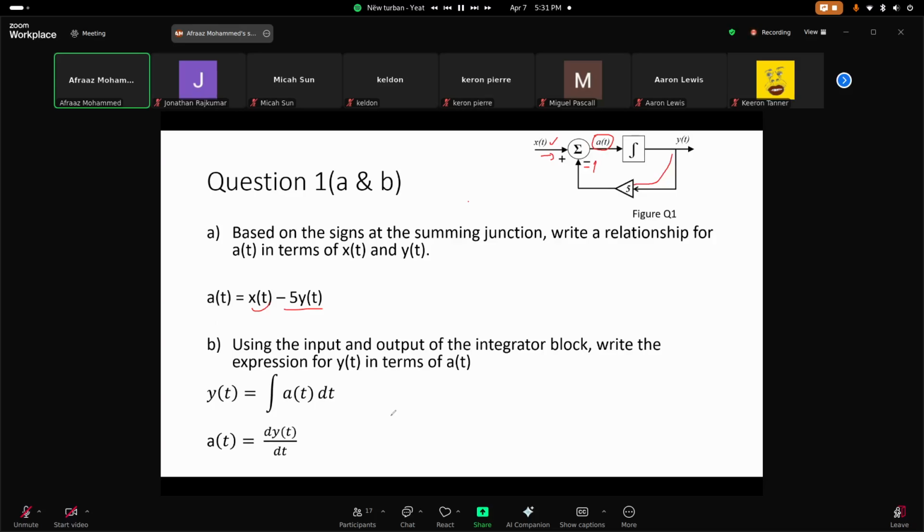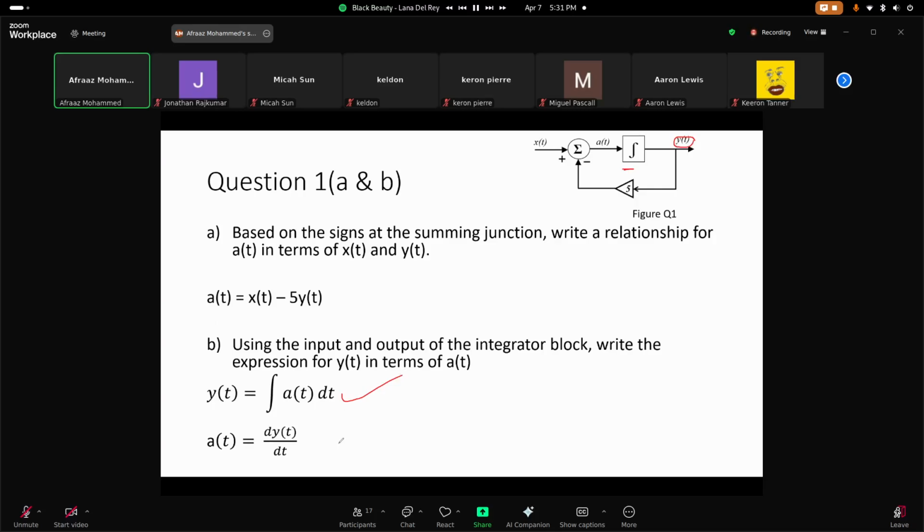Secondly, using the input and output of the integrator block. Okay, so let's shift now. This is the integrator block here. So input and output of the integrator block, write an expression for y of t in terms of A of t. So we have y of t, which is the output, is equal to the integral of A of t dt. Okay, so this is what you have here.